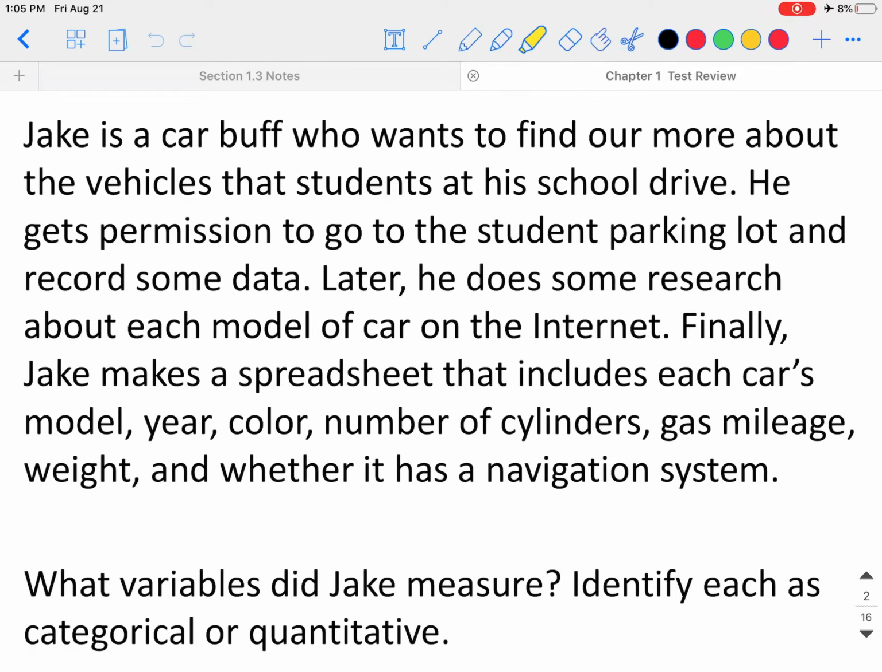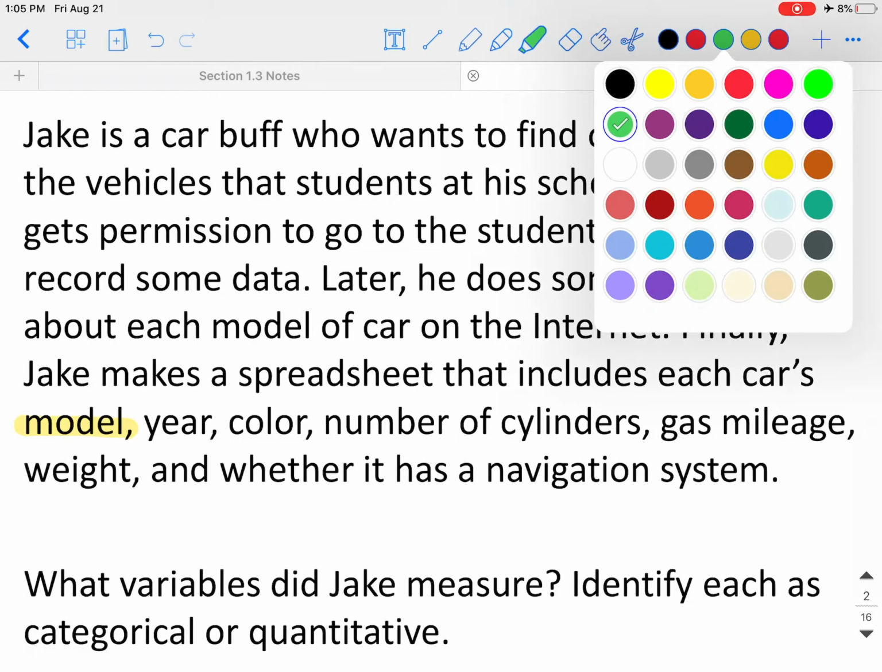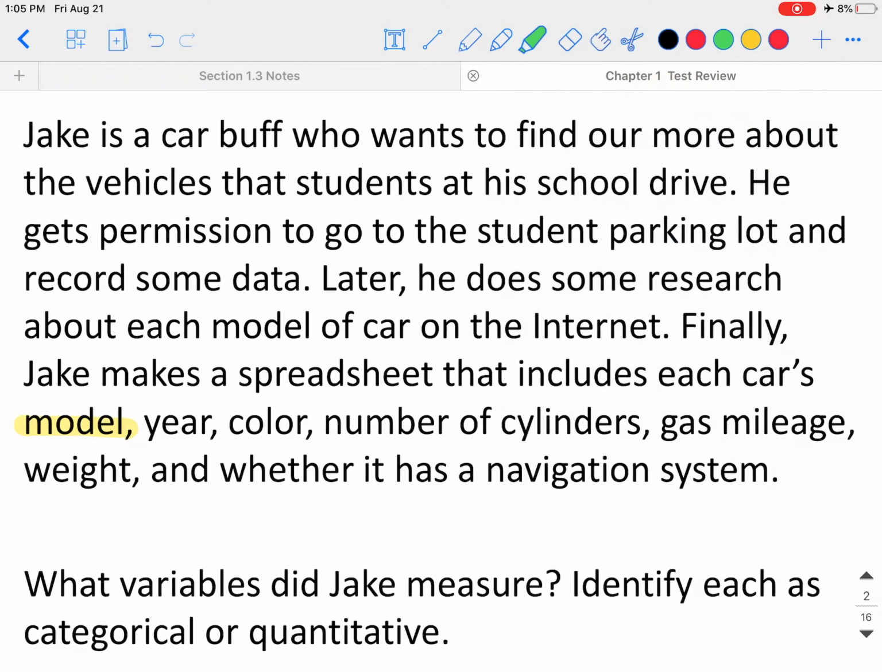So the first variable that he measured was the car's model. You can't find the average model of a car. It's just going to put it in a specific category, so that is categorical. The next one would be the year. And we can find the average year of a car, so year would be quantitative.